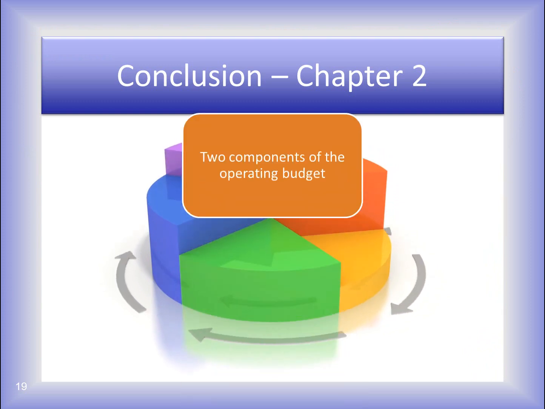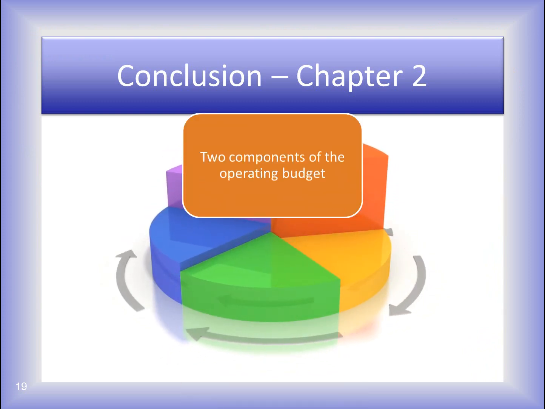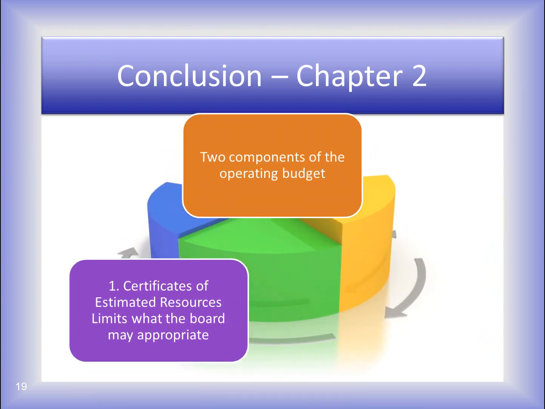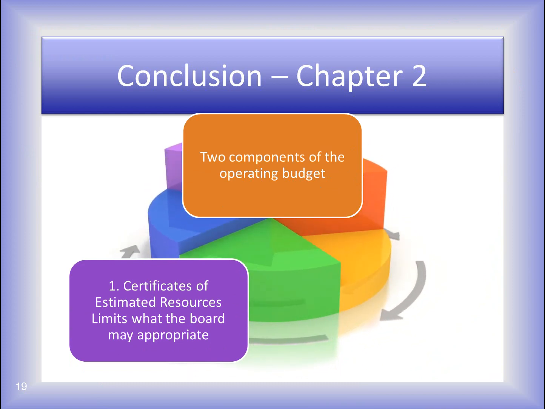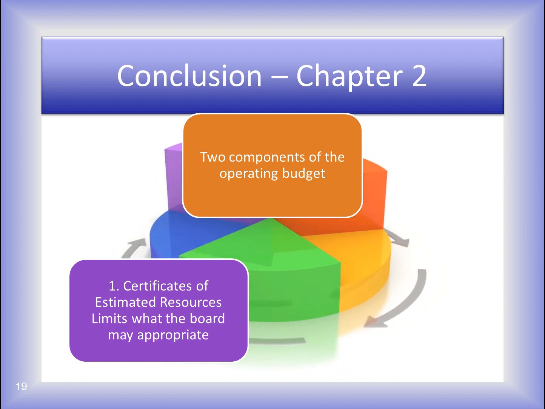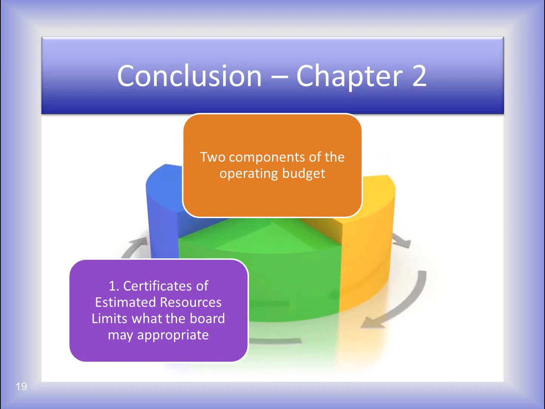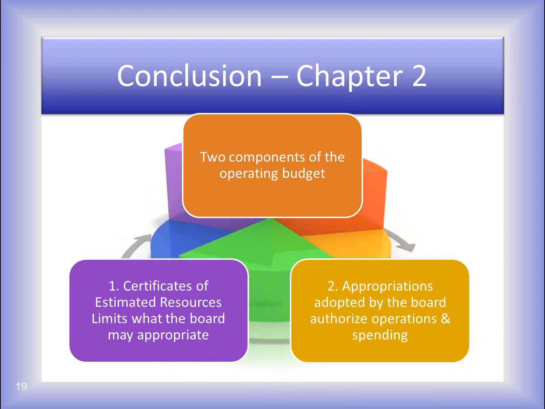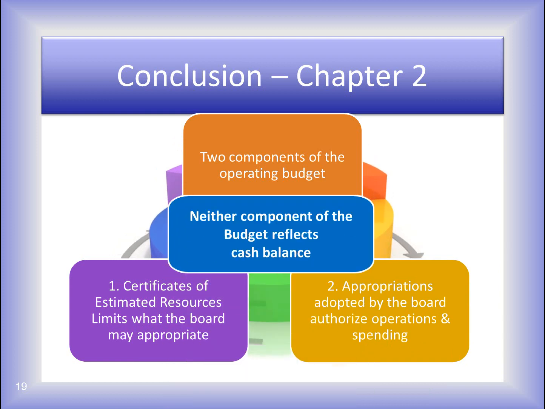The current year operating budget has two separate components. Component 1 is the Certificate of Estimated Resources, either the official or the amended. These documents authorize the maximum amount the board may appropriate by fund. Component 2, Appropriations, are the board-adopted legislation that authorizes operations and spending. Neither component of the budget reflects a cash balance.